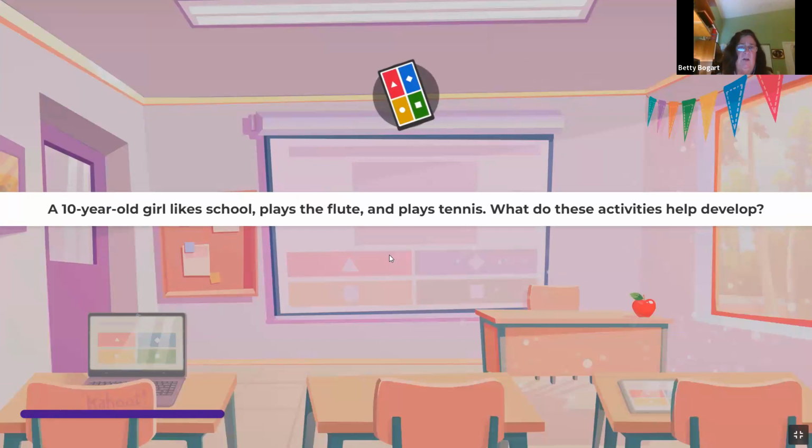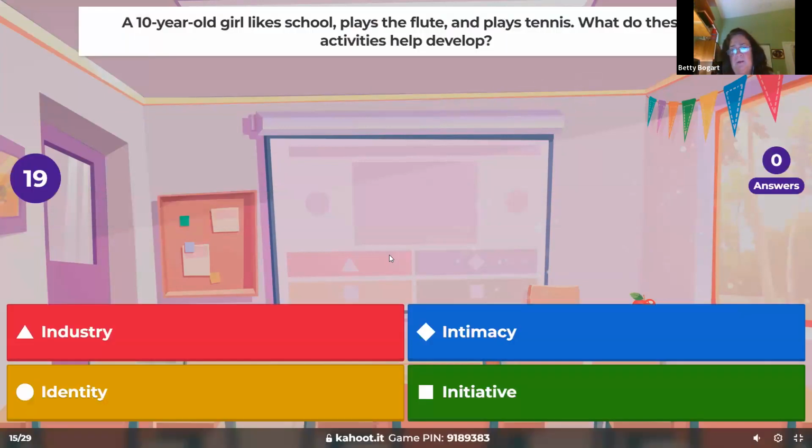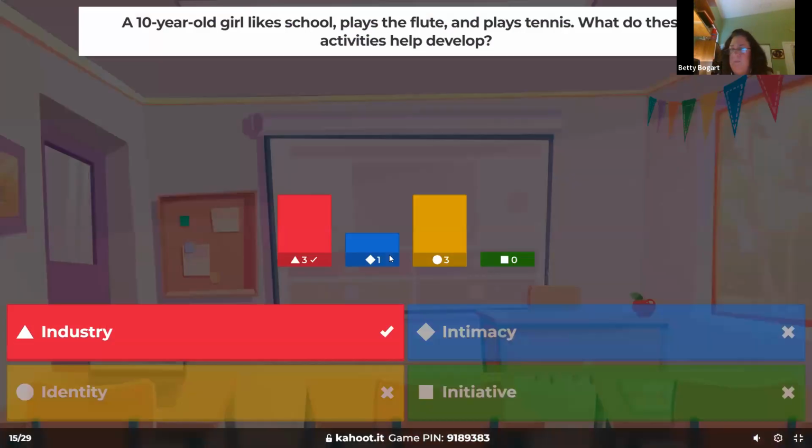A 10-year-old girl likes school, plays the flute, and plays tennis. What do these activities help develop? These are things she does well. What do they call that? That's industry. It's all about industry. Something I do well. When I can't do it, it's the inferiority part of it.